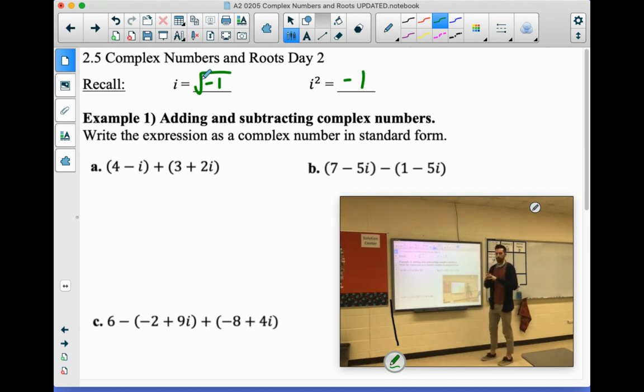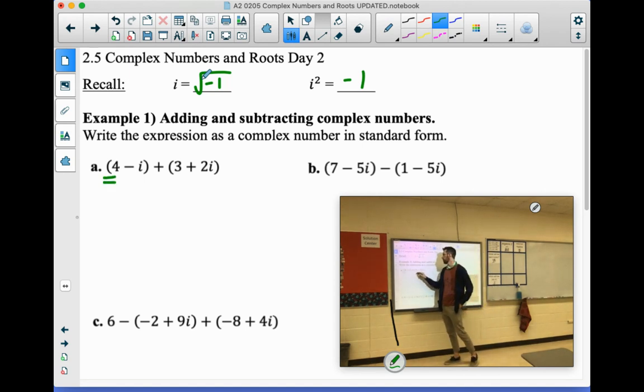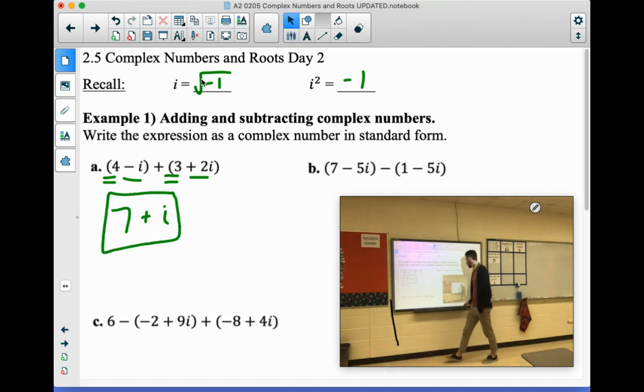Adding and subtracting, super easy. It's just like if they were x's. You can only combine regular numbers with regular numbers, imaginary numbers with imaginary numbers. So here we have 4 plus 3 is 7. And then as far as the i's, we have -i plus 2i. -1 plus 2 would be 1. So it would just be plus 1i. 7 plus i.